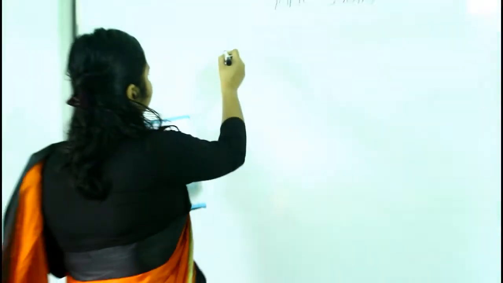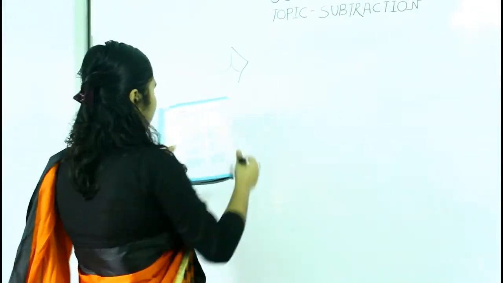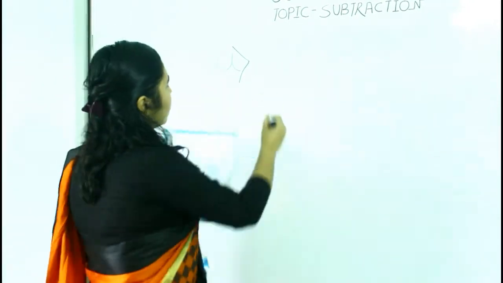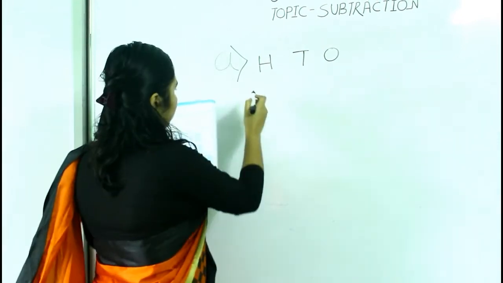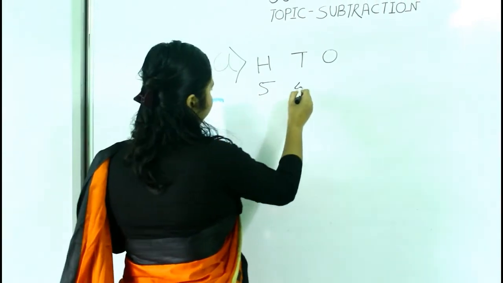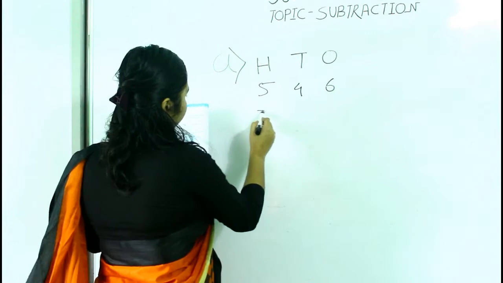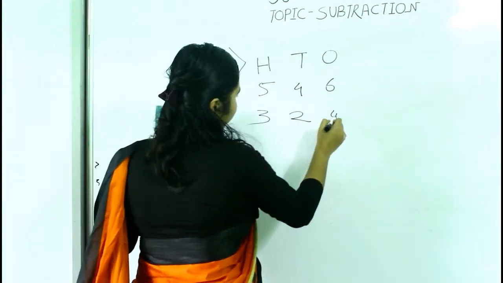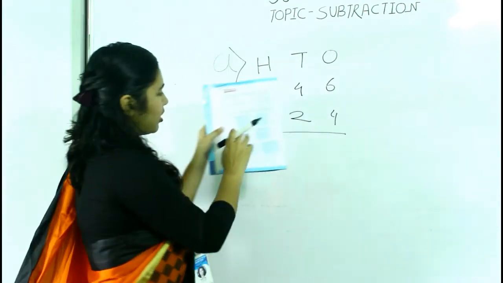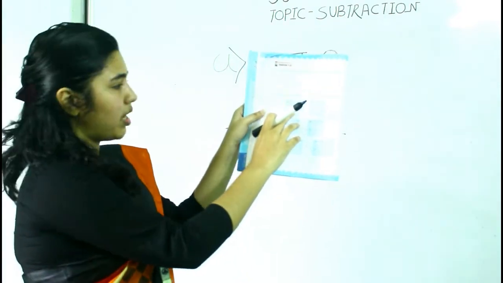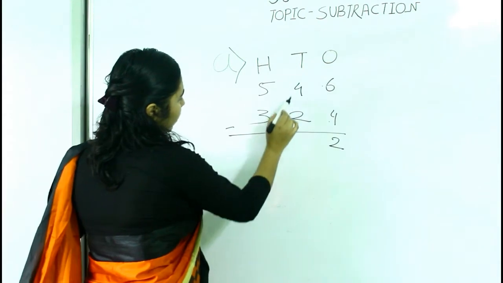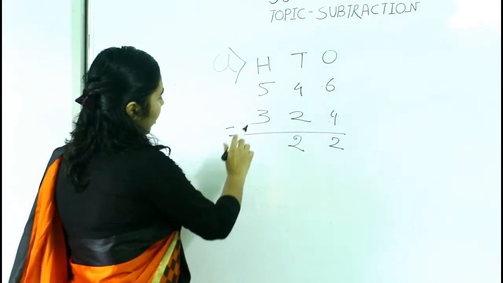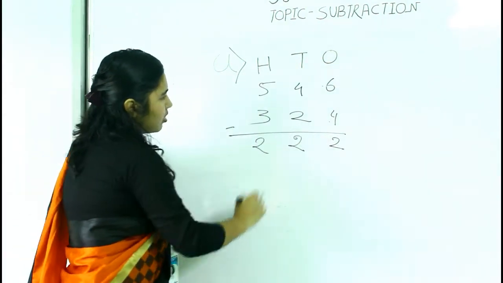So, take first problem, which is number A. Hundreds place, tens place and ones place: 546 and 324. Now, first subtract these two numbers. Subtract 4 from 6, which is 2. Again 2 from 4, 2. And 3 from 5, which is again 2.